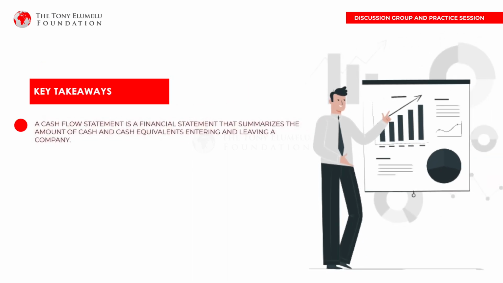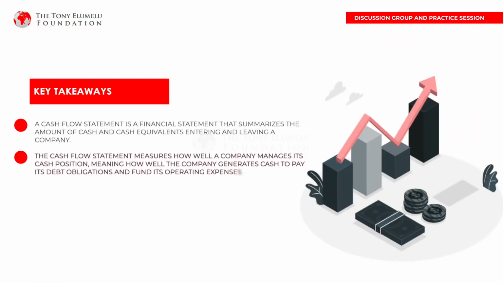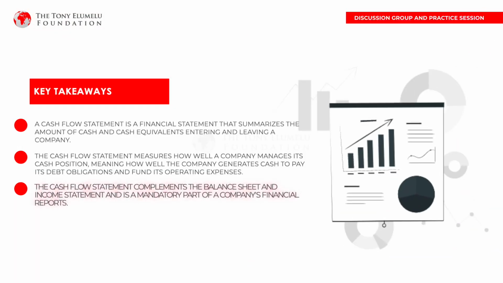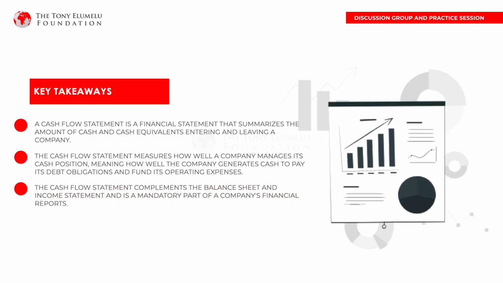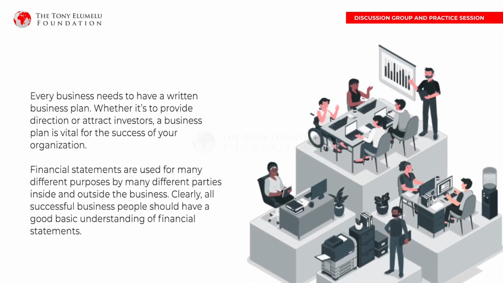Key takeaways. Here are key points to note in this module. A cash flow statement is a financial statement that summarizes the amount of cash and cash equivalents entering and leaving a company. The cash flow statement measures how well a company manages its cash position, meaning how the company generates cash to pay its debt obligations and fund its operating expenses. The cash flow statement complements the balance sheet and income statement and is a mandatory part of a company's financial reports. Conclusion. Every business needs to have a written business plan.